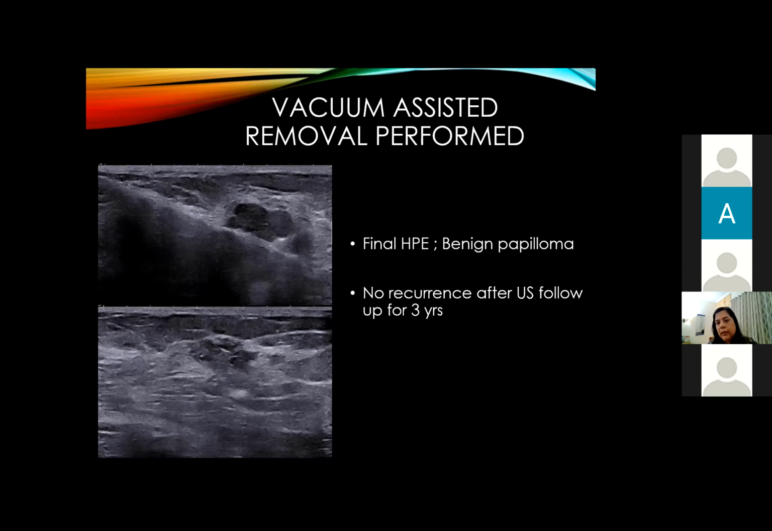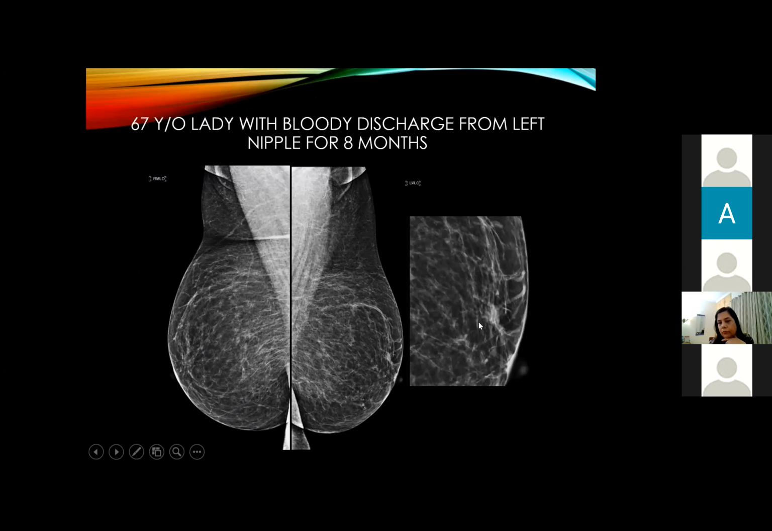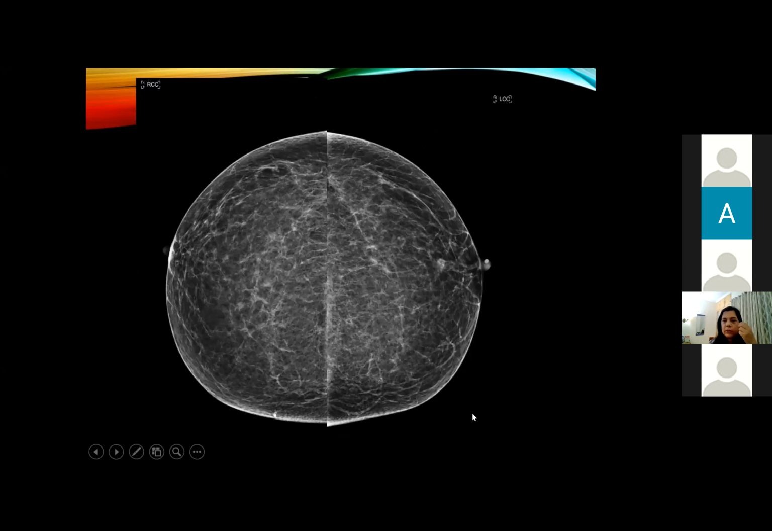So we have done a number of cases like this and have had good results, but of course you need to follow them up. So this is another lady who had bloody discharge from the left nipple for 8 months, and you can see a tiny little lesion in the retroareolar area on the left side, which I have zoomed for our advantage here, and which is here on the CC view.